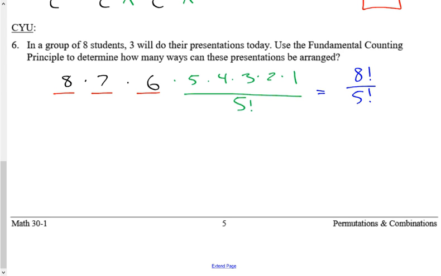Well, is this pure entertainment? Well, no. Of these 8 students, how many students am I not arranging? You can do this. There are 8 students. 3 are presenting today. How many are not presenting? 5. That's where this denominator comes from.